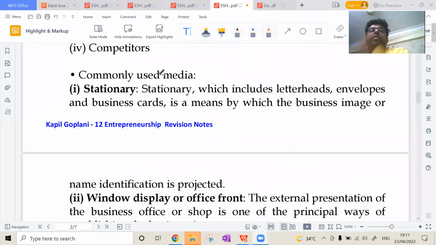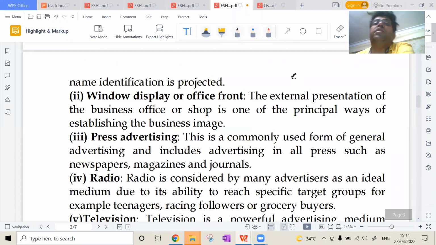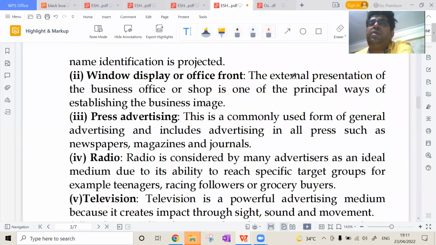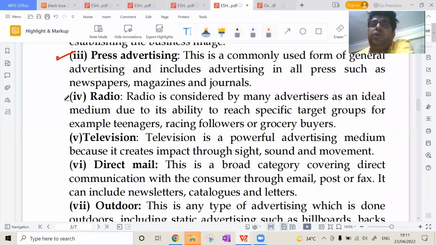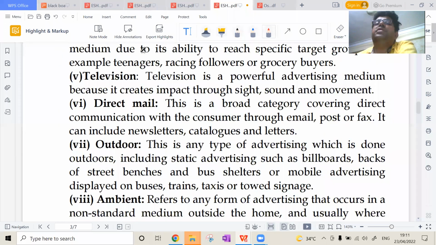Now, the commonly used media for advertisement: first is stationery. You can see any of the business enterprises, they have their letterhead and envelopes with them. Second is the window display. Now, what is window display? Office front. किसी भी आप corporate world में जाओगे तो बेटा reception के पीछे उन corporate का नाम मिलता है, that is window display. Then press advertisement, means press में आपने इश्तिहार दे दिया, advertisement दे दिया. Then is radio. Radio पे बेटा आती हैं advertisements. Next is television. Television again is a powerful source of advertisement.